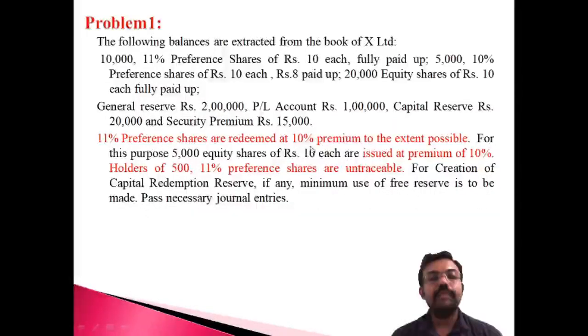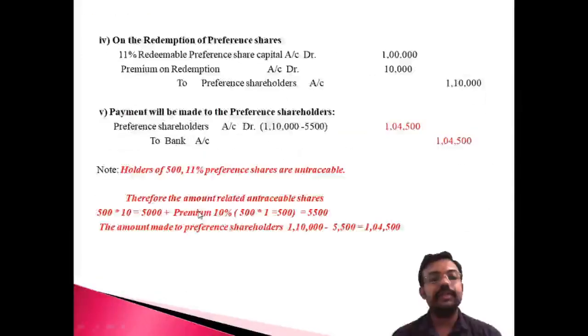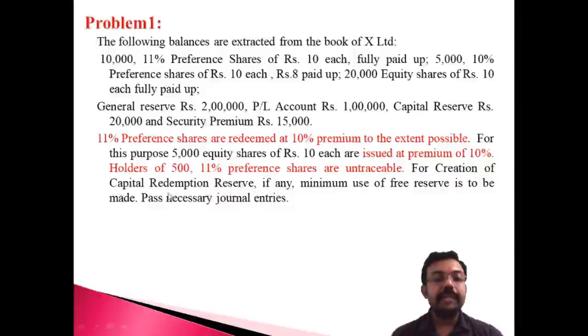It is going at a premium, so the 10% premium has to be calculated along with it. So 500 into 10 is 5,000 plus premium, that is 1 rupee. 10% is 1 rupee, so that is 500 rupees as the premium. That means 5,500 rupees is the untraceable amount. So note that logic: the untraceable amount has to be calculated.